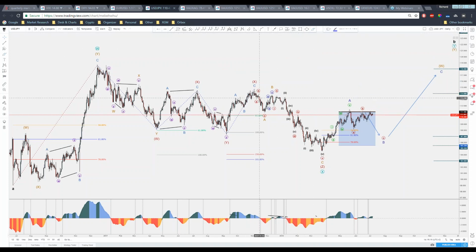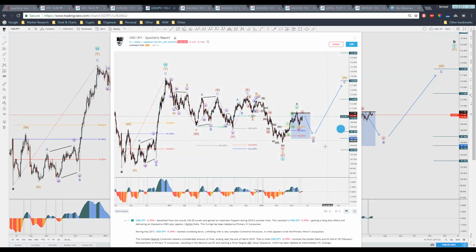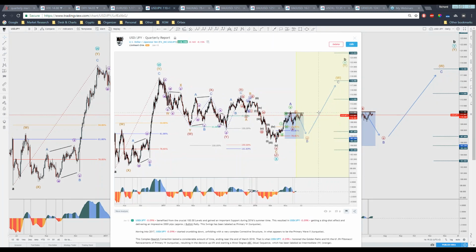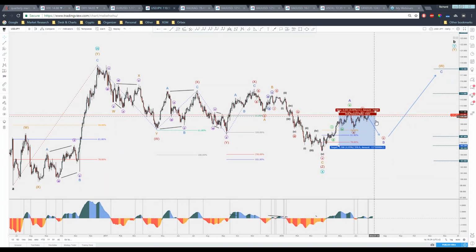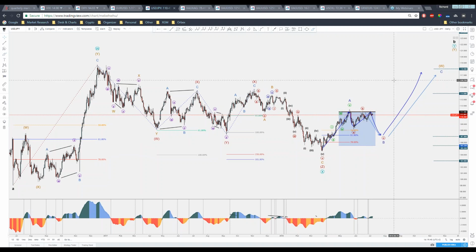Try to keep this webinar, I mean, we will end this webinar very soon because it's taken a long time. USD yen, same thing right here. I was expecting a possible drop right there from 111, and it seems to me like it's just possibly starting right there. So the scenario would be an A, B, and then a C. We'll see if that happens.